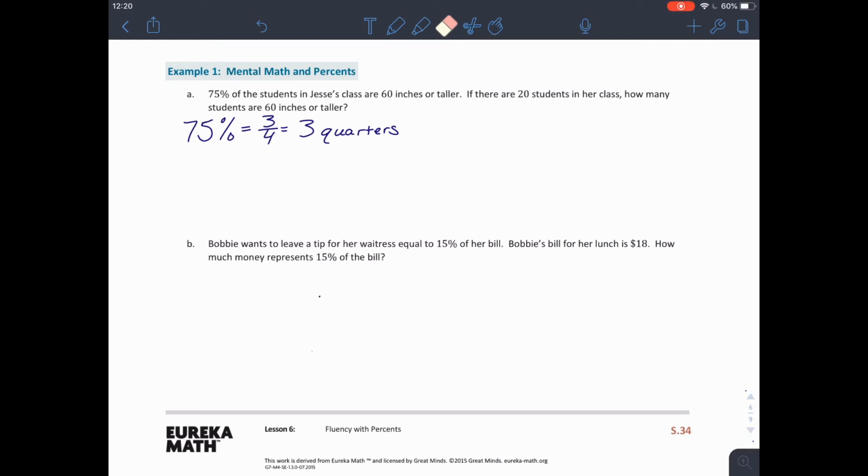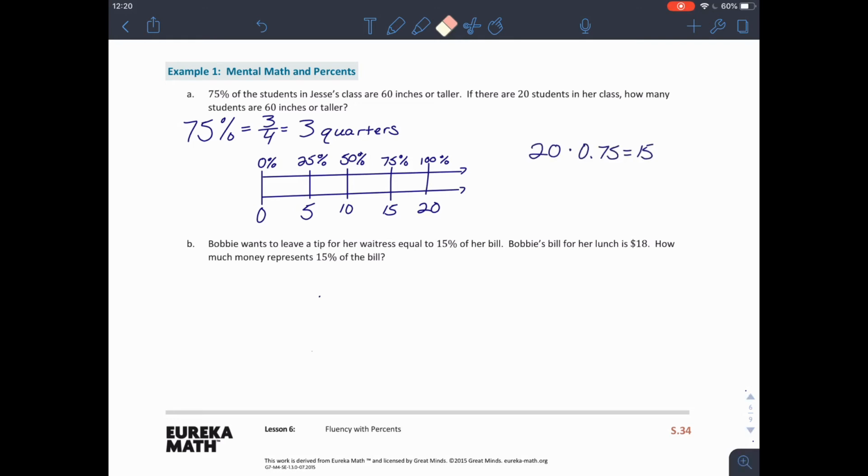So first we can take the number of students in the class, and we can divide it into 4 pieces for those 4 quarters to figure out that 25% would be 5 students. And then we just need to count by fives. 50% would be 10, and then 75% would be 15 students. If I used a more standard strategy, like multiplying my whole with my percent as a decimal, I'd still end up with the same number, 15, but it's a bit easier for me in my head to break 20 up into 4 pieces and then multiply it by 3 than it is to do 20 times 75 hundredths.